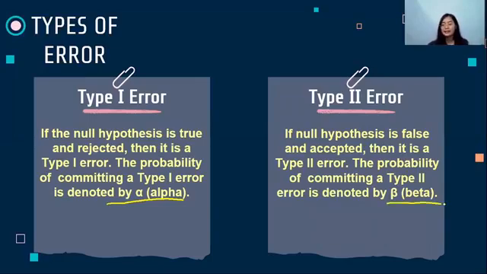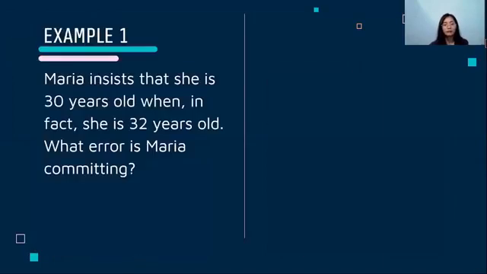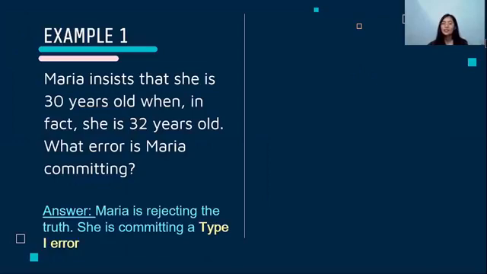Right? So let's have an example. Let's say Maria insists that she is 30 years old when in fact she is 32 years old. What error is Maria committing? Since Maria is rejecting the truth, she is committing the type 1 error. So that is the concept of our type 1 error, if you are rejecting the truth.